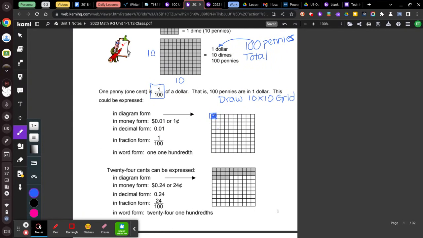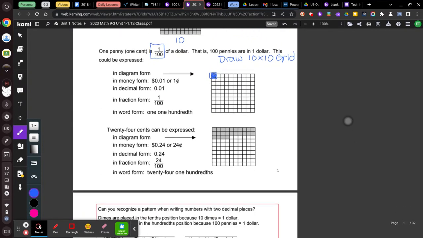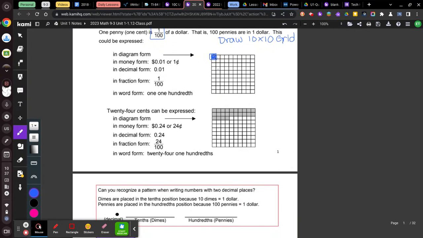On the next one, they want us to tell how we write the numbers now. So in money, this is how we would write it. Money is going to be written this way, either writing for dollars or writing for cents. Both are correct, but you can't mix them up. So you can't go 0.01 cents. That's got to have a dollar sign in front of it. So what I mean is you can't go like this, with a zero. That would be wrong.